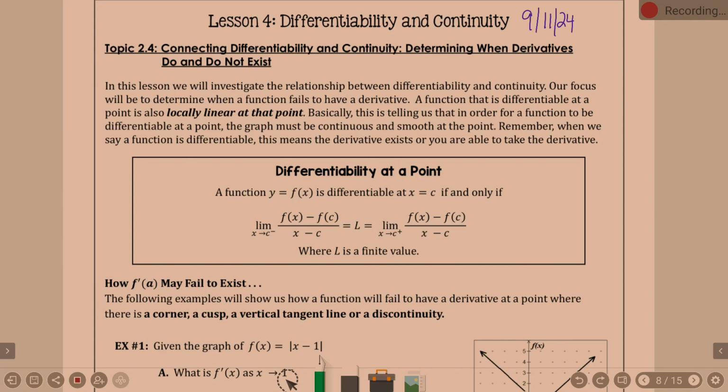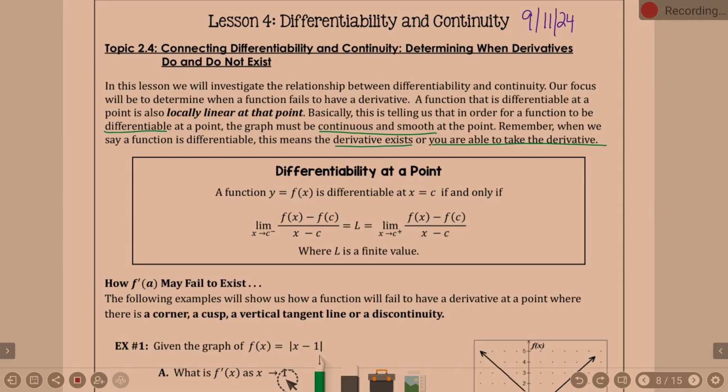Remember, when we say a function is differentiable, this means the derivative exists, or you are able to take the derivative. So, differentiable, continuous, and smooth. And if it's differentiable, it means the derivative exists or you're able to take the derivative. So anytime we talk about differentiable, big word there.